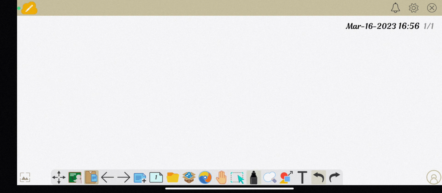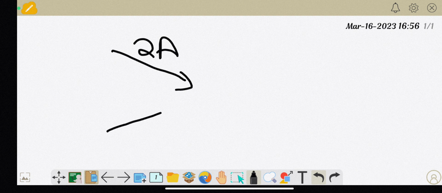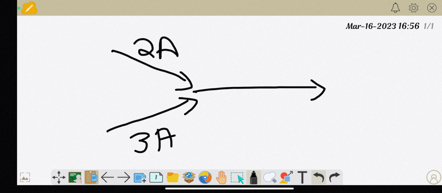For example, if there are 2 amps of current flowing in this direction and 3 amps of current flowing in this direction, what is the total current? It is 2 plus 3, 5 amps. If this was some other vector quantity, you would apply the vector law of addition, the triangular law or the parallelogram law. But in this case, you didn't apply any. You added just like a scalar, correct?